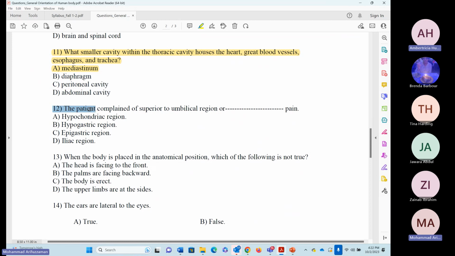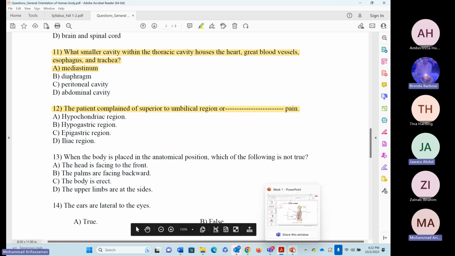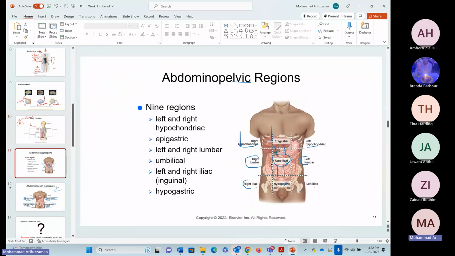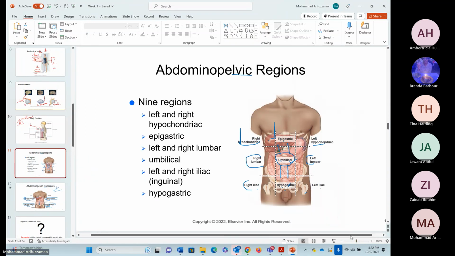The patient complains of pain superior to the umbilical region. Superior to the umbilical region is the epigastric region, correct. You can see this is the umbilicus.